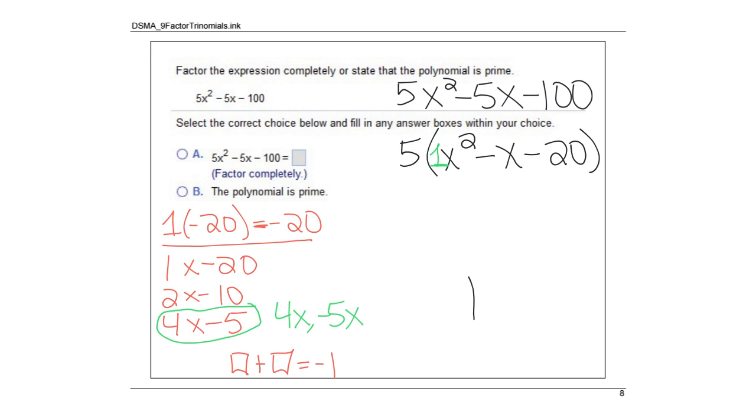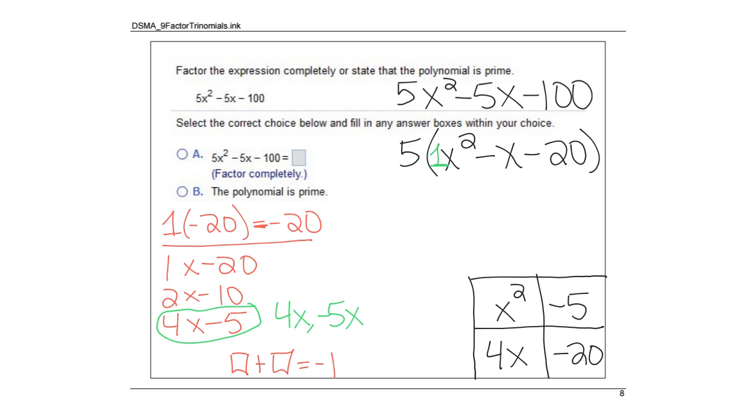So if I come down here and quickly do the box, if you always just want to use a box, that works. I have x squared, I have minus 20, I have 4x and negative 5. All right, let's see what we have here. Oops, I forgot my x. That would have been a problem. All right, so I have an x in common here, I have a 4 here, I have an x here, and I have a minus 5 here. Remember, if the first term's negative, you have to pull a negative.